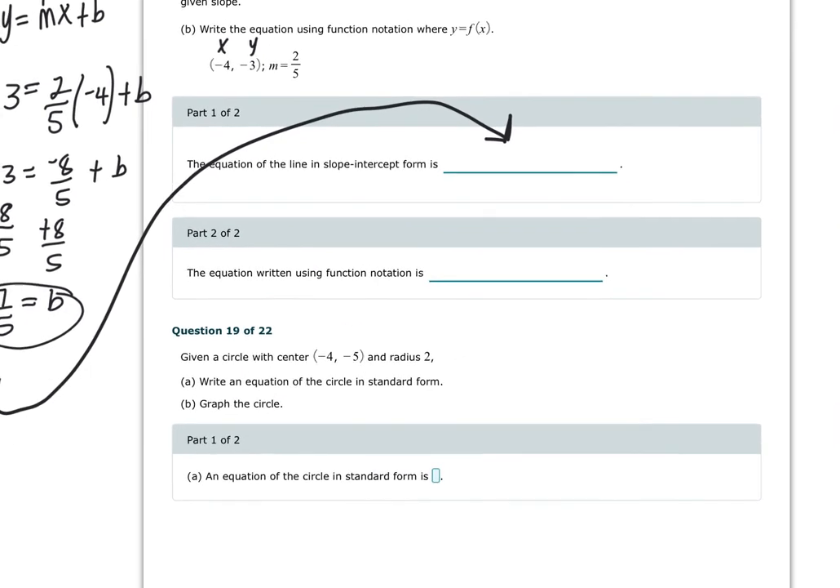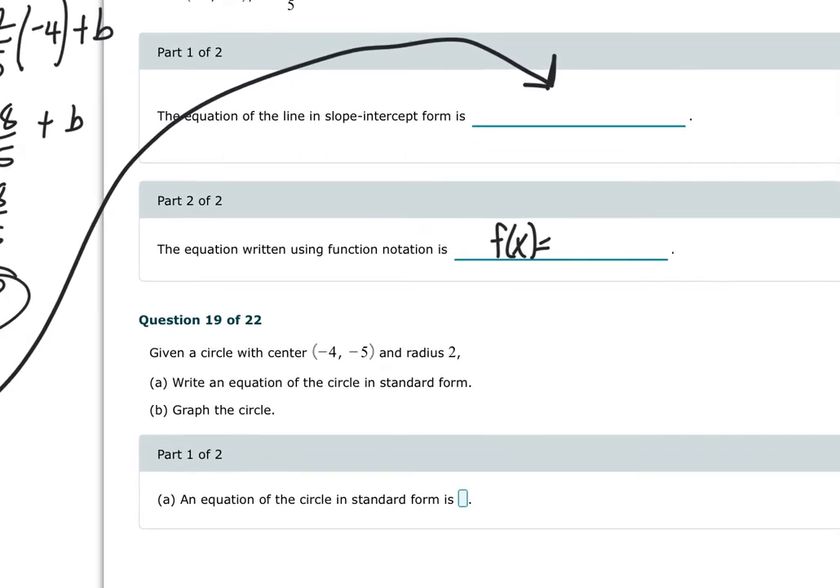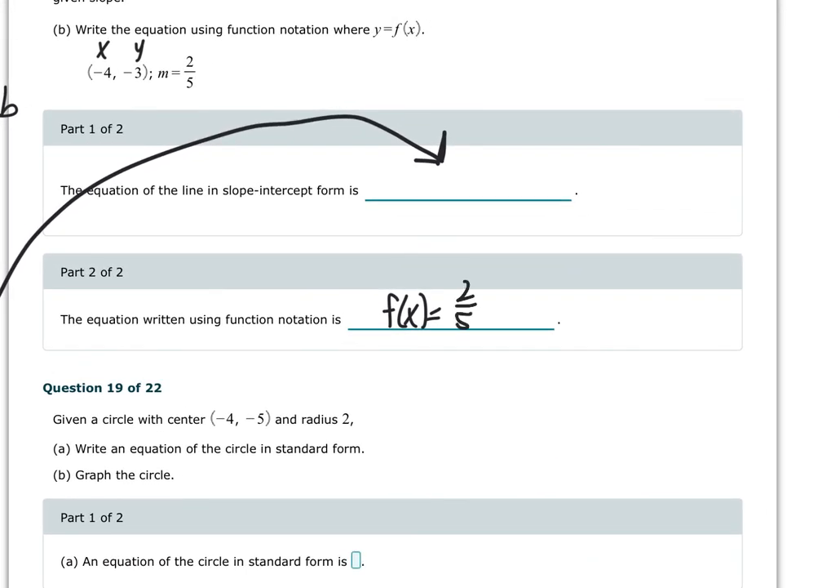For part 2, where it wants you to write it in function notation, just instead of y equals, write f of x equals, and that's 2/5 x minus 7/5.